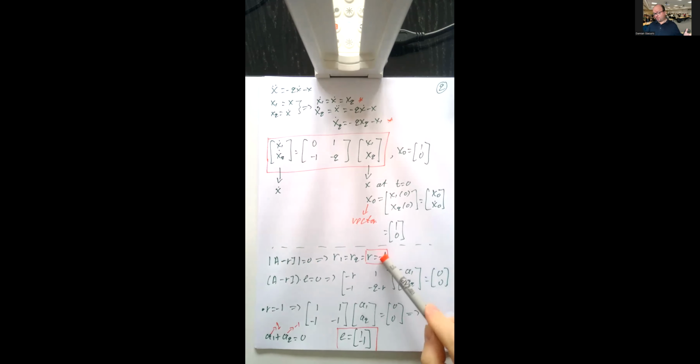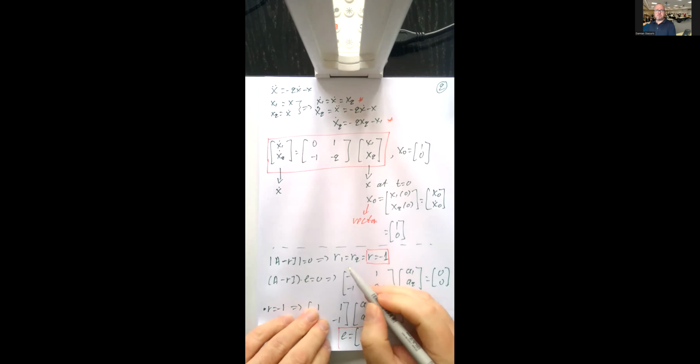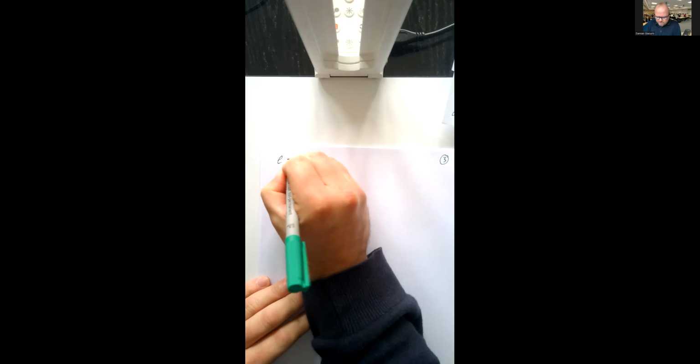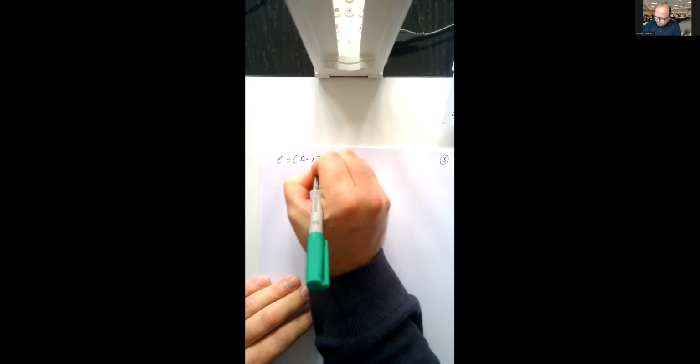So I have found my eigenvalue and my eigenvector, and I have repeated eigenvalues, so I need to find the generalized eigenvector. So this is page 3. Okay, the generalized eigenvector is going to be given by this equation.